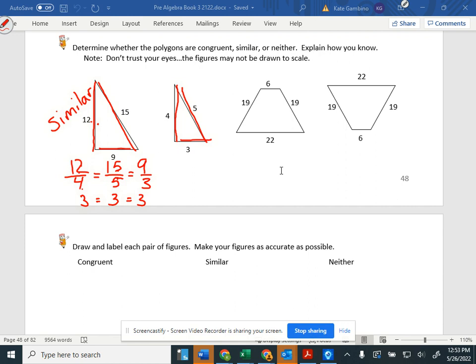Look at our next set of polygons. Congruent, similar, or neither. What do you think, Edward? Yeah, we have one that's turned. It's upside down compared to this one, but all of their measurements match up. 6 and 6, 19 and 19, 19 and 19, 22 and 22. They all match, so it is congruent.